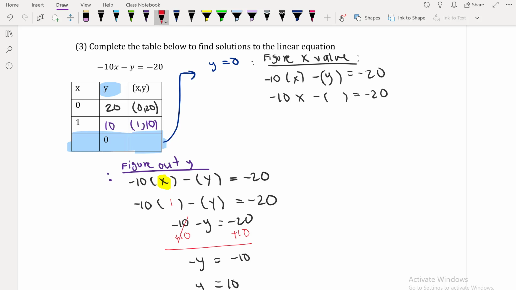So that y value that I'm plugging in, it already knows it's 0. So I really have a negative 10x is equal to a negative 20. So negative 20 divided by negative 10 gives me a positive 2. So now I know that this value is going to be x is equal to 2, and I have 2, 0. And I accidentally erased the other, so I'm just going to go ahead and write it in really quickly.